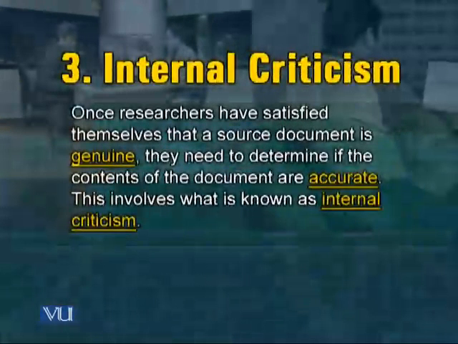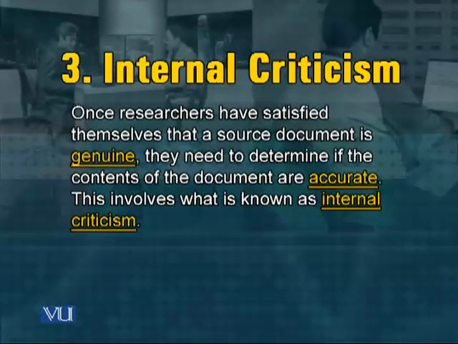Well, as far as internal criticism is concerned, just look towards the slide and very briefly I'll explain it. You will understand it. It says, once researchers have satisfied themselves that a source document is genuine. Remember, you have satisfied yourself that the source which you have used is genuine, then they need to determine if the contents of the documents are accurate. This involves what's known as internal criticism.